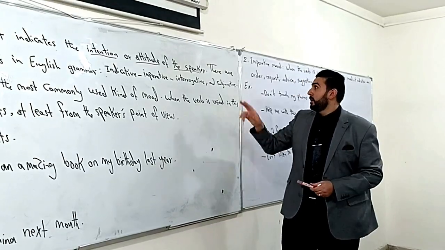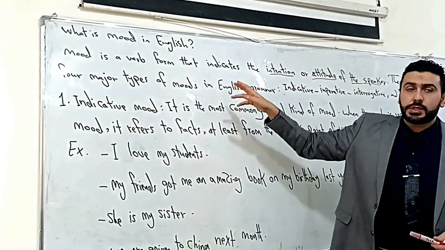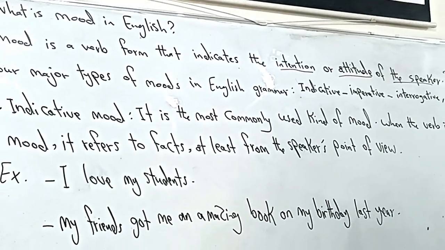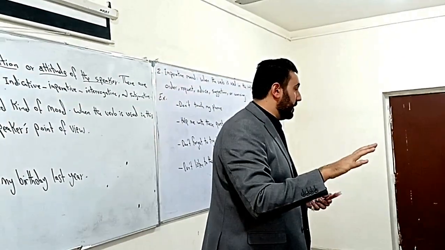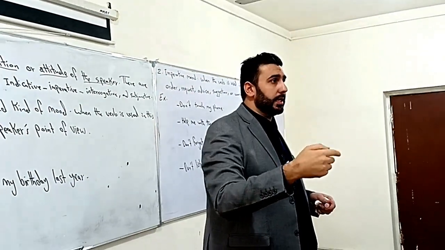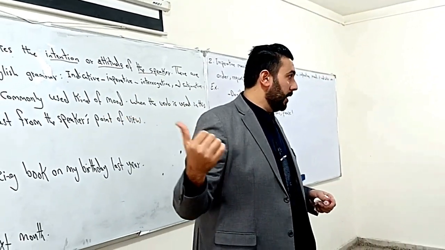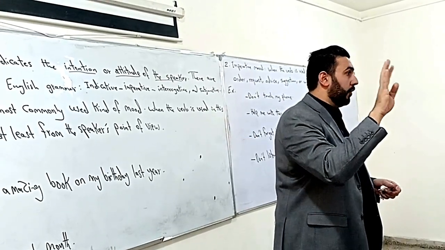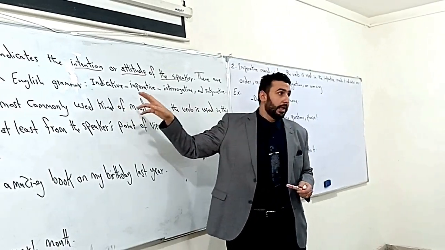Okay, there are four major types of moods in English. By the way, some grammarians classify moods into only three kinds, and others classify them in more detail, into four kinds. I prefer to follow this classification, so let's divide them into four types. The first mood is indicative.